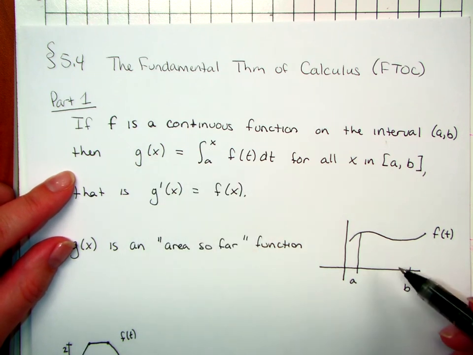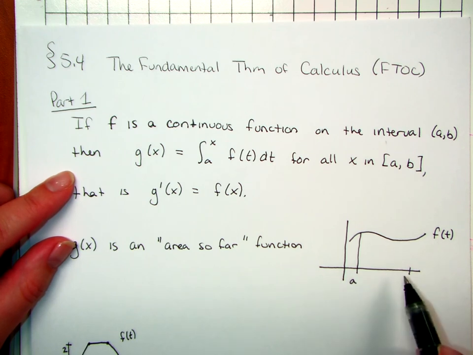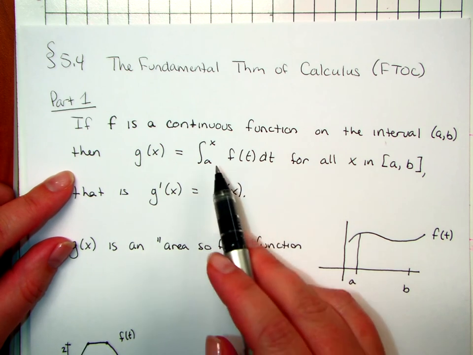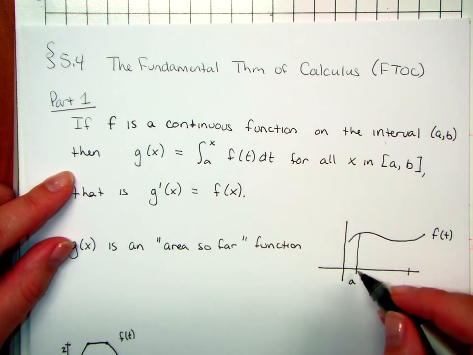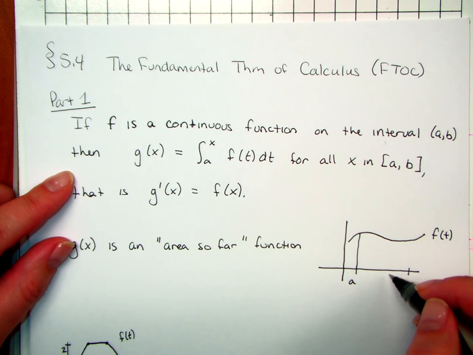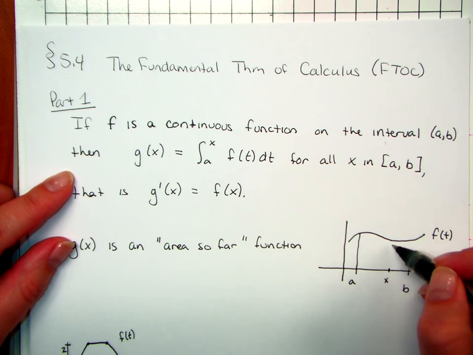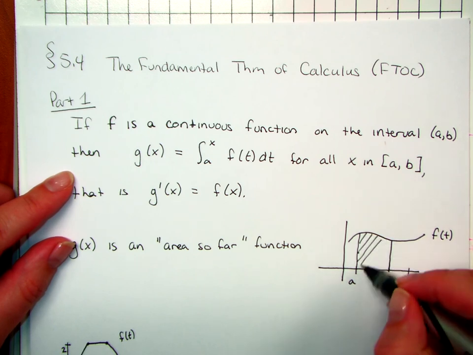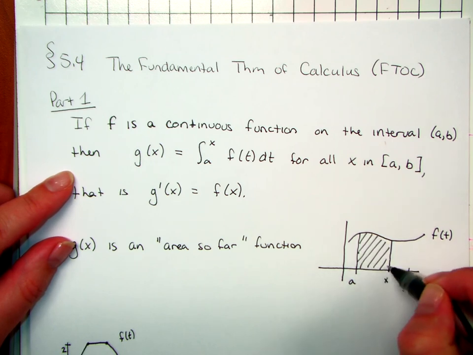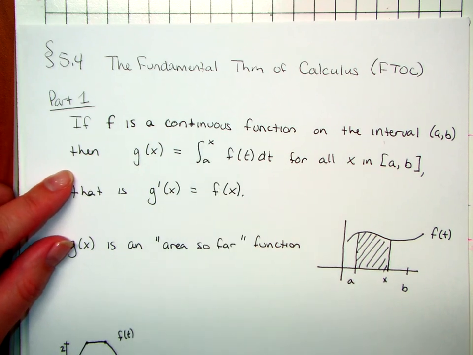So if we had a continuous function from a to b, and we were looking at just the area from a to x, x has to be somewhere between a and b. So if x was like here, then g of x would return the area below f between a and x. So it's the area between a and x of the f function.